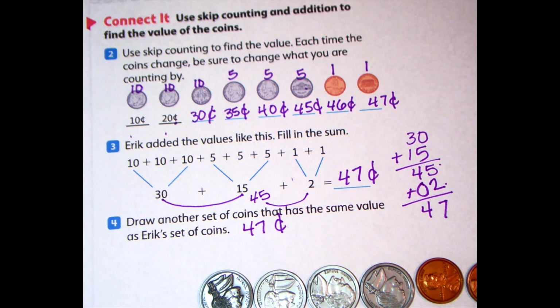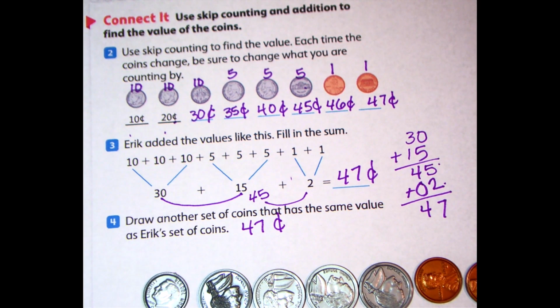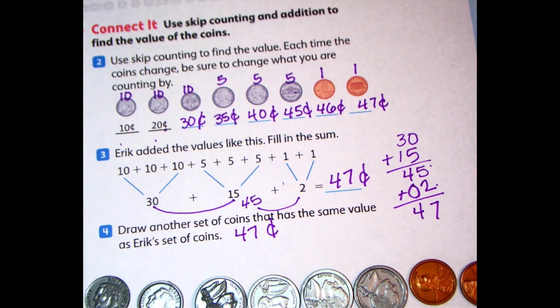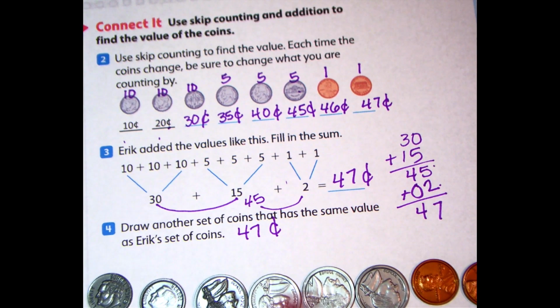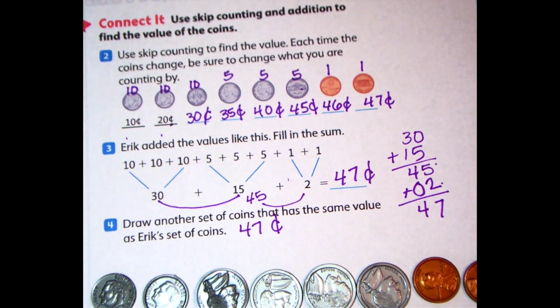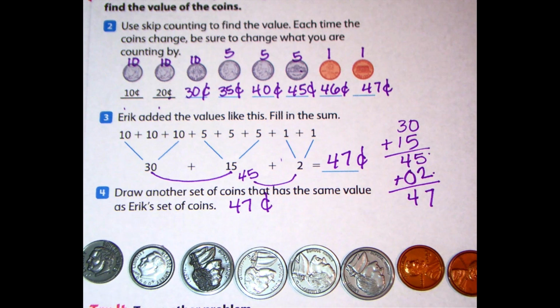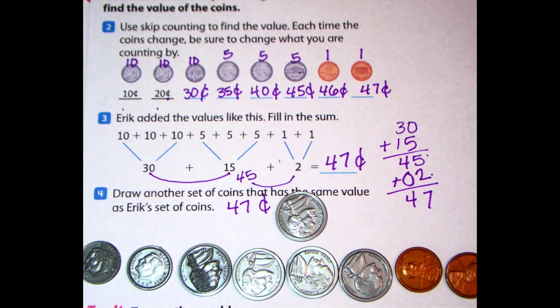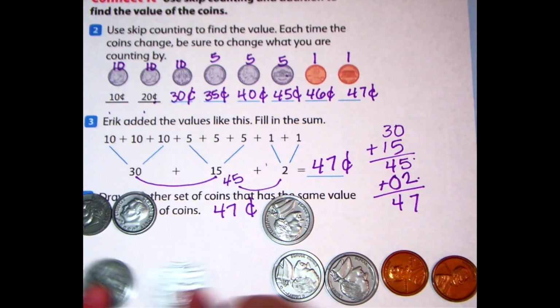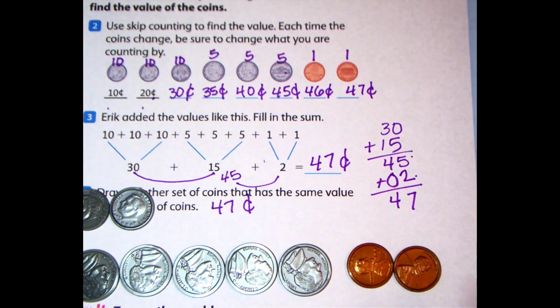So let me see. Can I put 2 dimes? So I have 5, 10, 15, 20, 30, 40. Does that make 47? No. Okay, so that means I either have to add 5 more pennies, which I really don't want to do, or I have to add 1 more nickel. Now I have 2 dimes, 5 nickels, and 2 pennies.